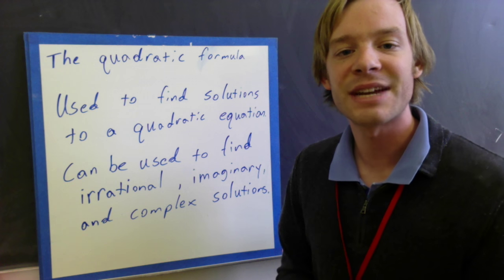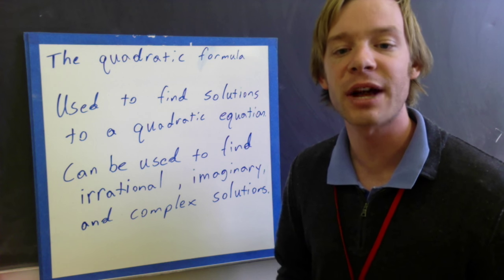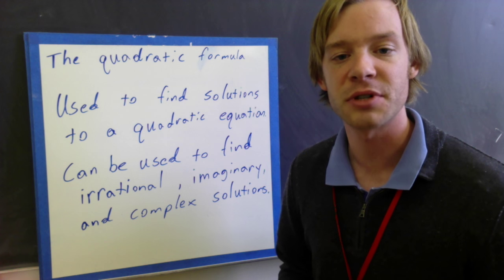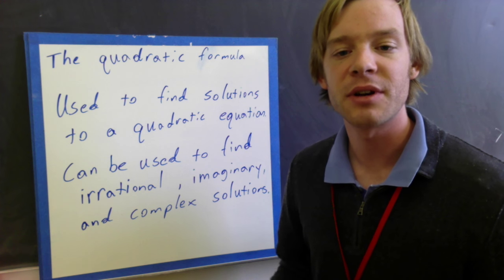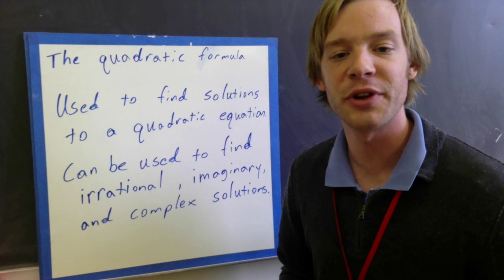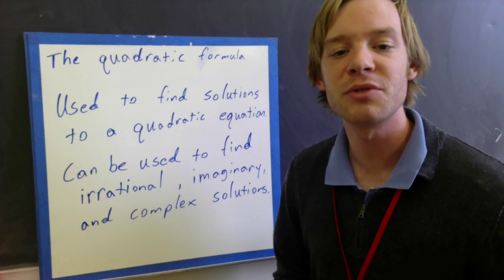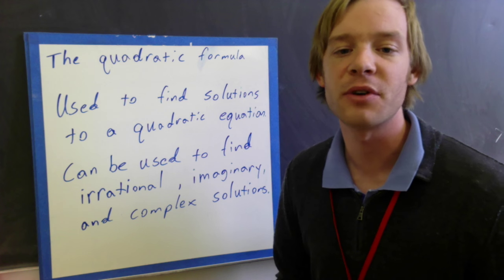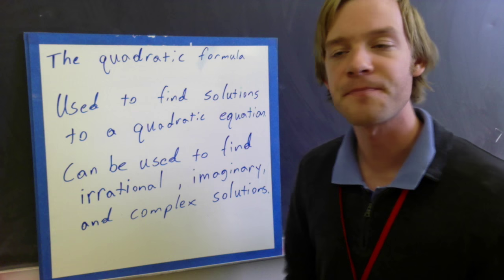The thing that's significant about using the quadratic formula is it can be used to find irrational solutions, imaginary solutions, and complex solutions. Today I'm just going to be looking at a very simple example that should come out with rational numbers if I did all of my work correctly, but it can be used for any type of quadratic equation, including those that have irrational, imaginary, and complex solutions.